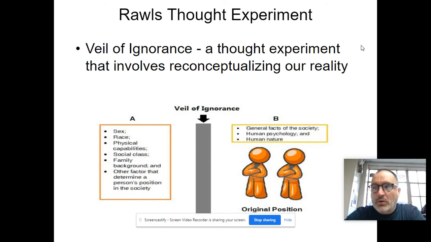Imagine that you are not on the planet. You've not been born, right? You have no knowledge of who you are. What you do have knowledge of is the way the world works. You can observe the world from up high in the sky. You know that the world has all of these social classes and physical capabilities and race and economics and all of these things that we know about the planet.